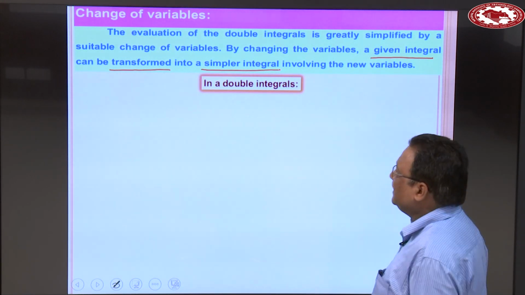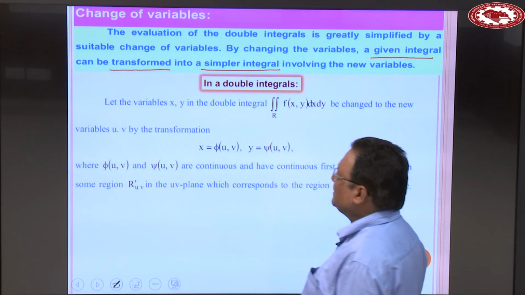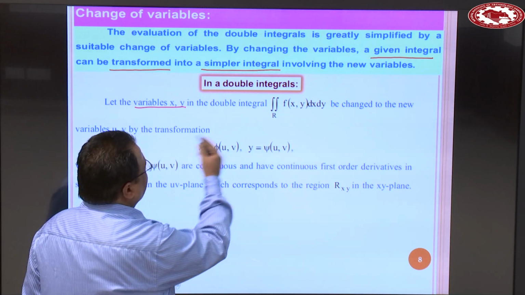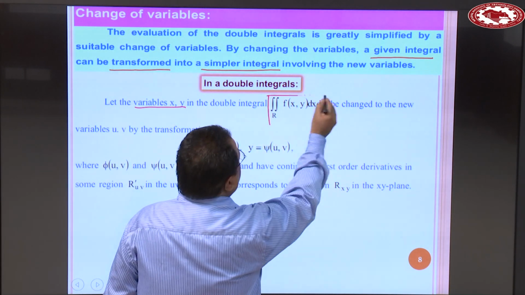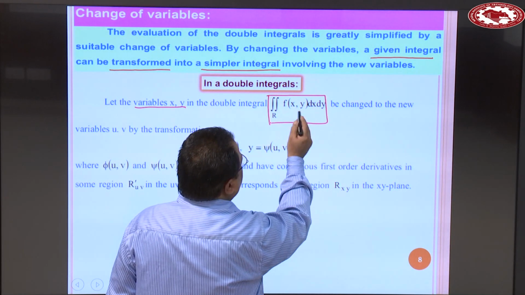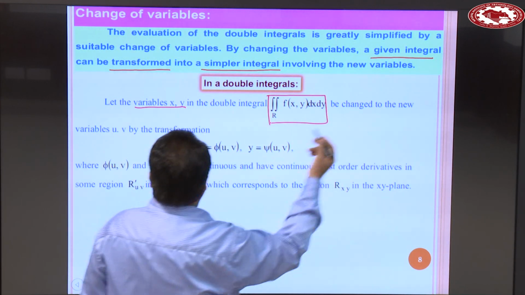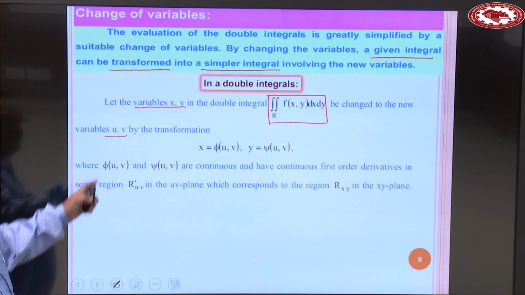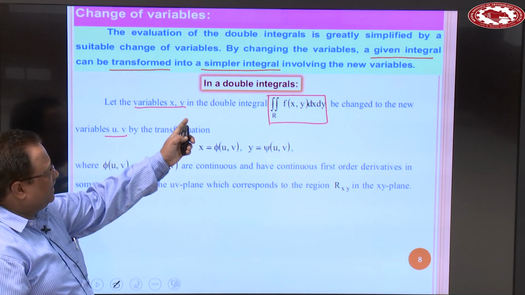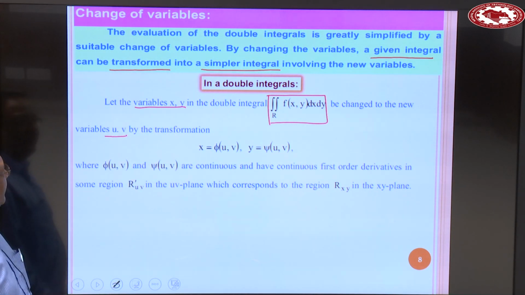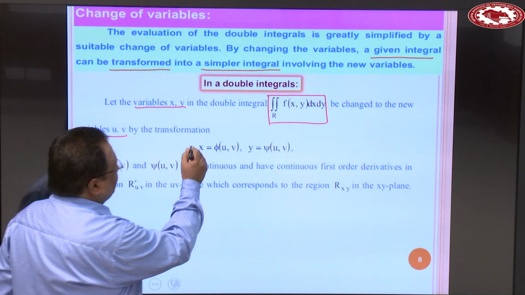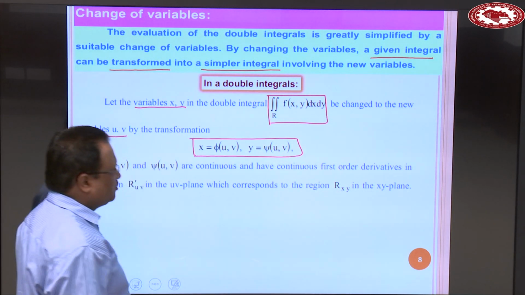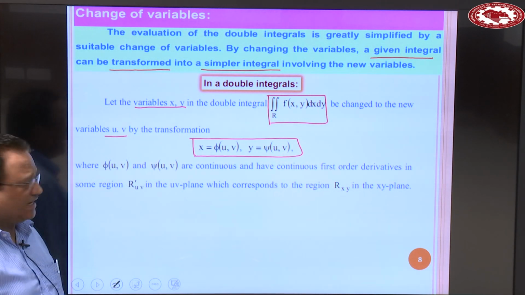Clear? So in double integrals, let us suppose these two variables x y in the double integral over R of f(x,y) dx dy be changed to the new variables u v by this transformation. x is a function of u v, y is a function of u v. So x is phi(u,v) and y is psi(u,v).